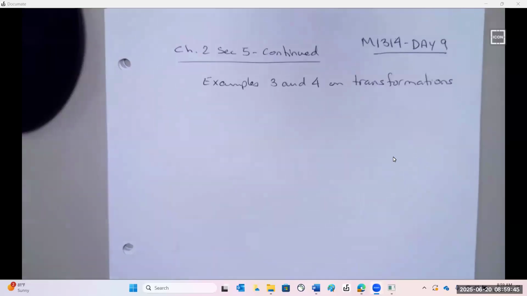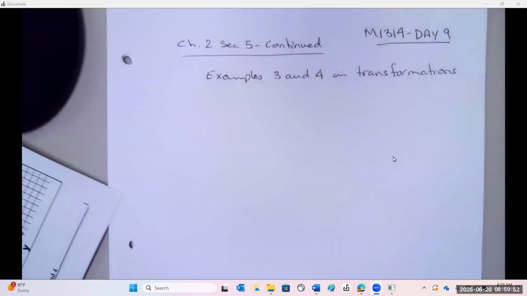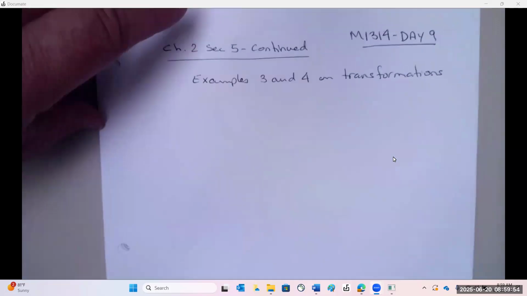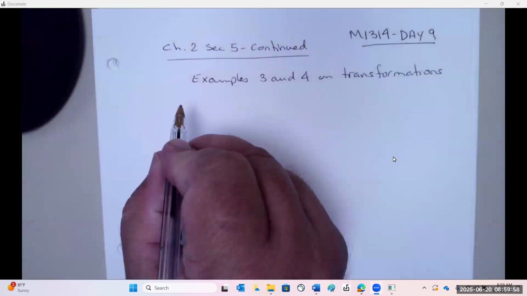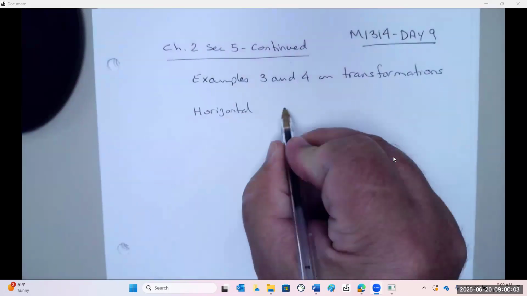And try and get the semester finished before the end of the semester. All right. When we talked about transformations the day before yesterday, we have horizontals and verticals.